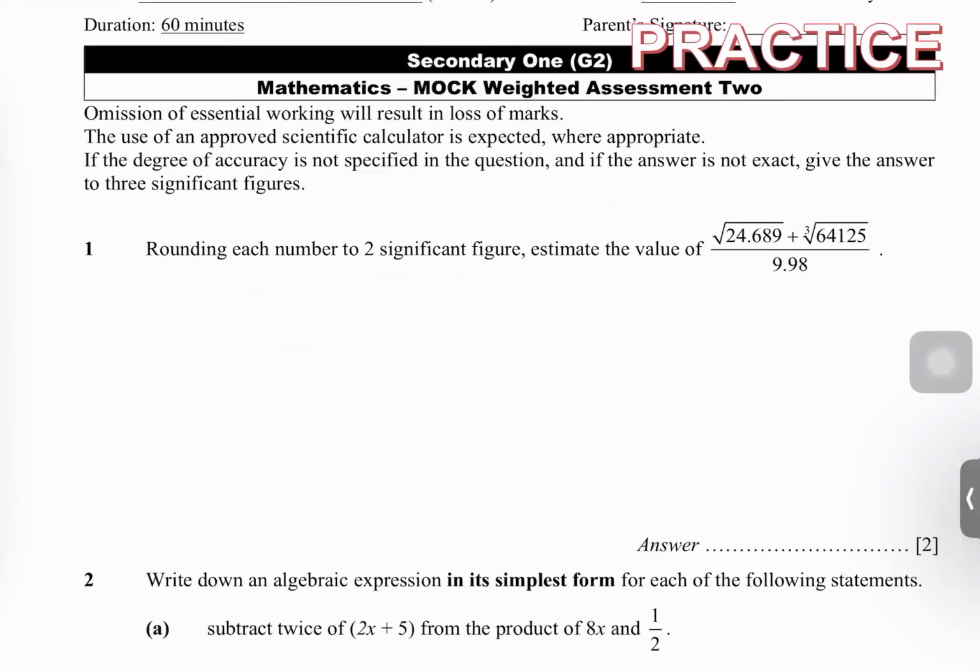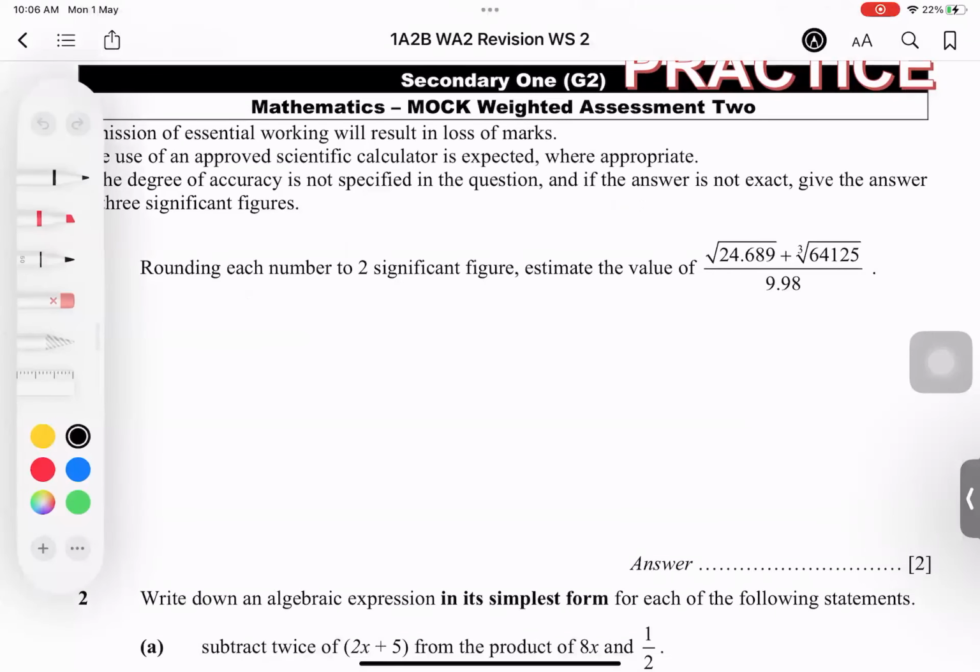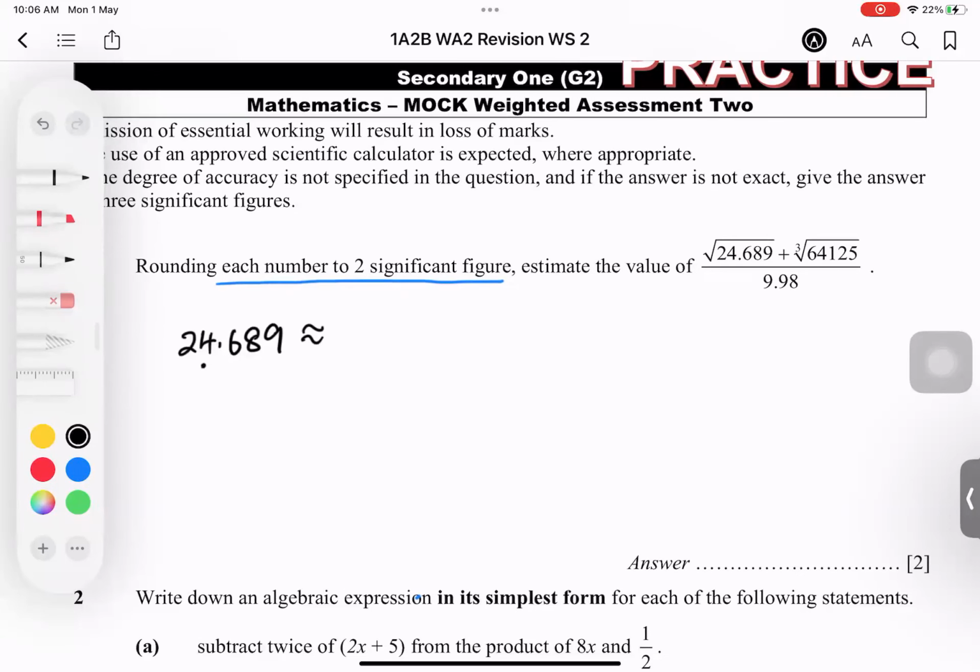For example, the question here says rounding each number to two significant figures. So let's take a look at our first number, 24.689. We round this off to 2 sig fig. First person, Aiman, 2 sig fig is how much? Round up or round down? Round up. Become? 25. All right, very good. So this one becomes 25.